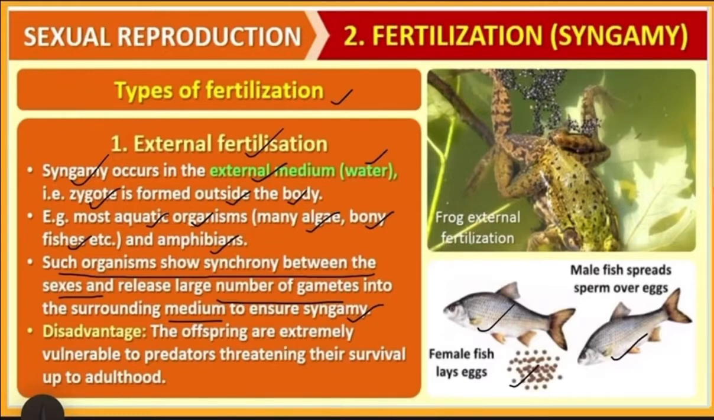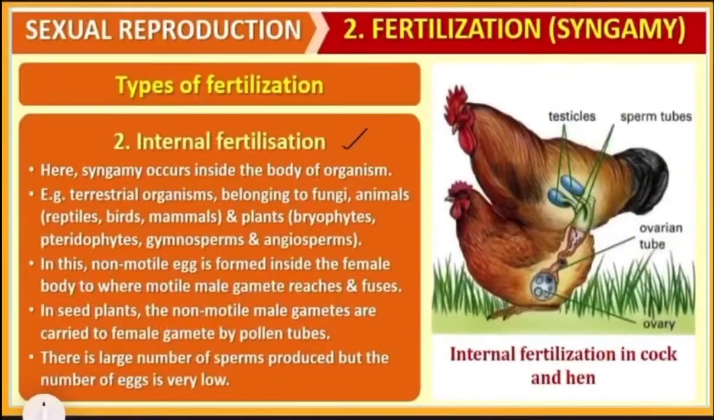But there is a disadvantage of external fertilization. The offsprings are extremely vulnerable to predators and threatening their survival up to adulthood. Okay. Next is internal fertilization.